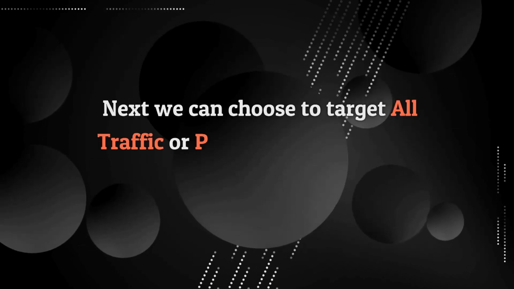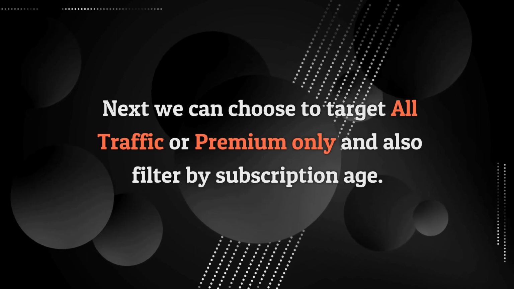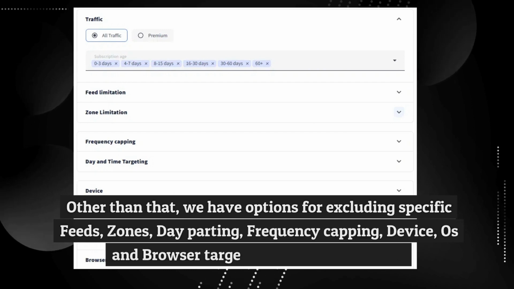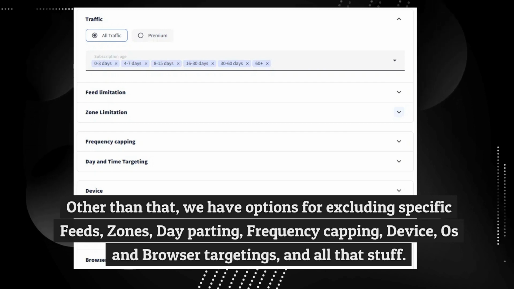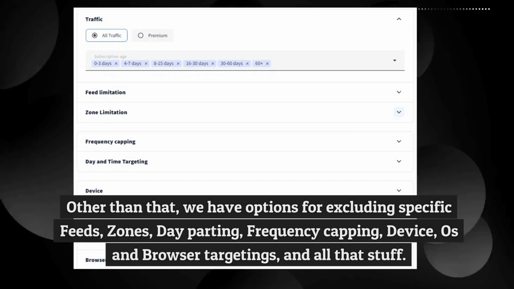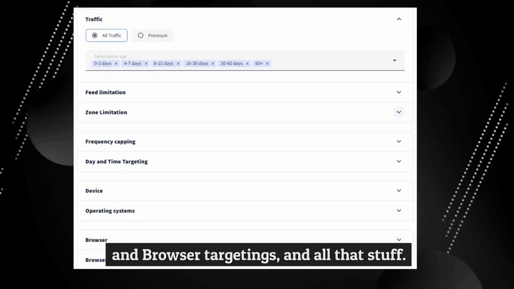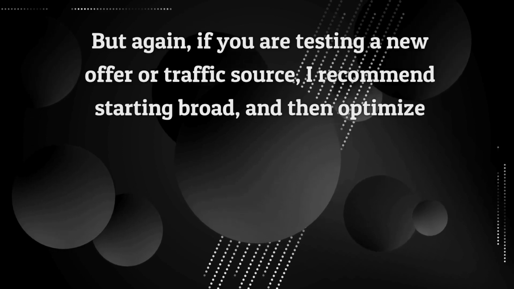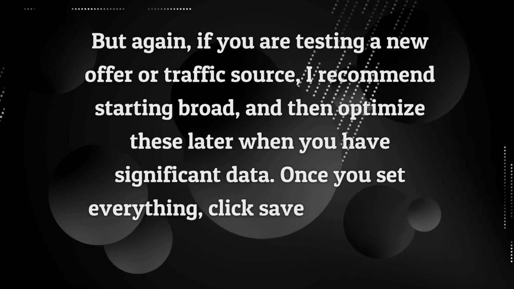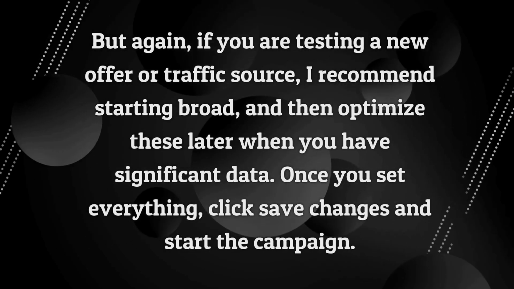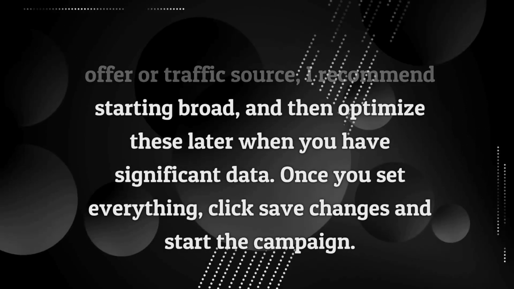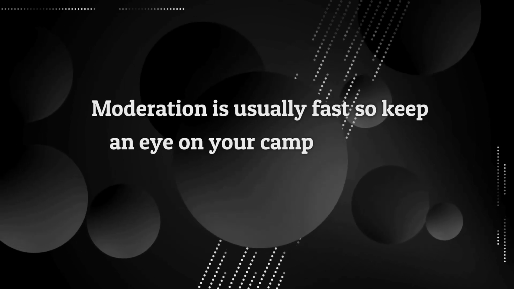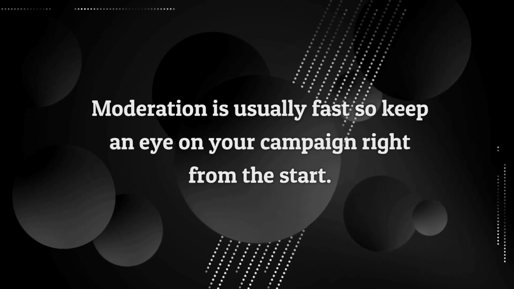Next, we can choose to target all traffic or premium only, and also filter by subscription age. Other than that, we have options for excluding specific feeds, zones, dayparting, frequency capping, device, OS and browser targetings, and all that stuff. But again, if you are testing a new offer or traffic source, I recommend starting broad, and then optimize these later when you have significant data. Once you set everything, click Save Changes and start the campaign. Moderation is usually fast, so keep an eye on your campaign right from the start.